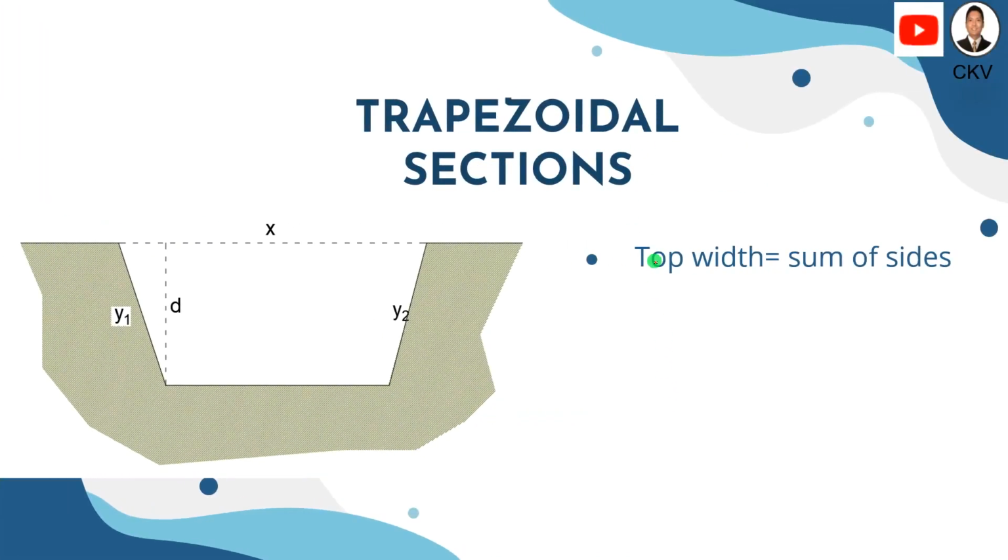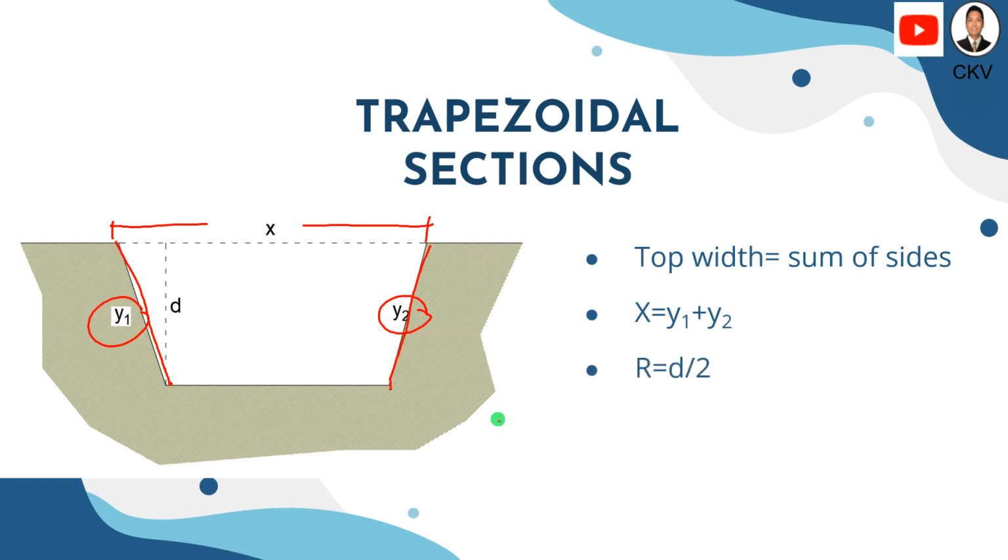For trapezoidal sections, for the most efficient section, the top width is equal to the sum of the sides. It means that this distance x here, the top width, should be equivalent to the sum of the sides, y1 and y2. Also, the hydraulic radius should be equal to d over 2. Okay, so that's the requirement for us to obtain the most efficient section.